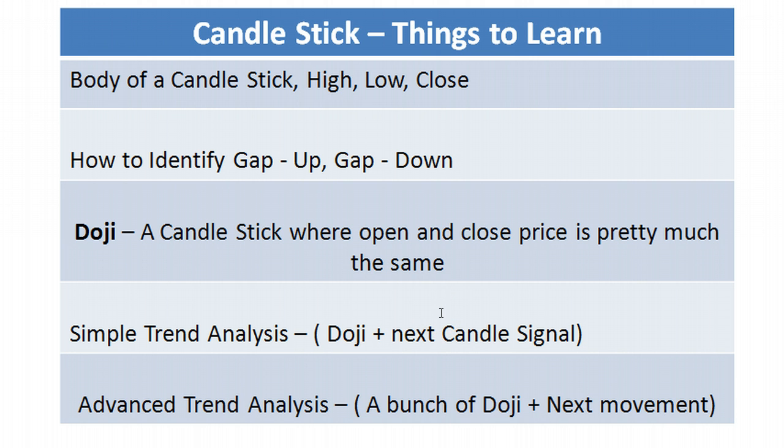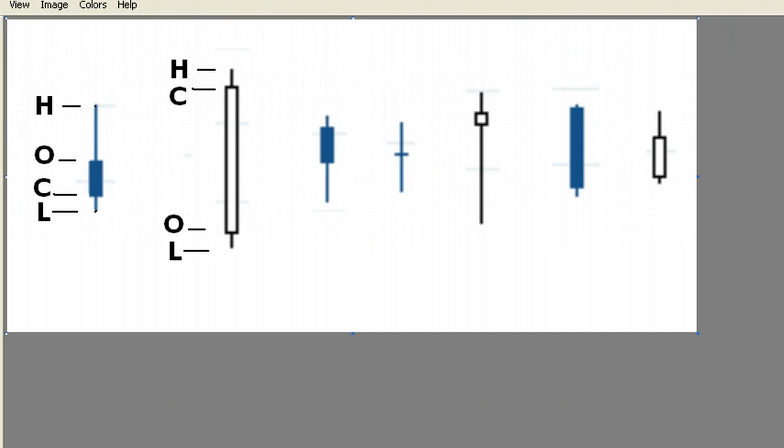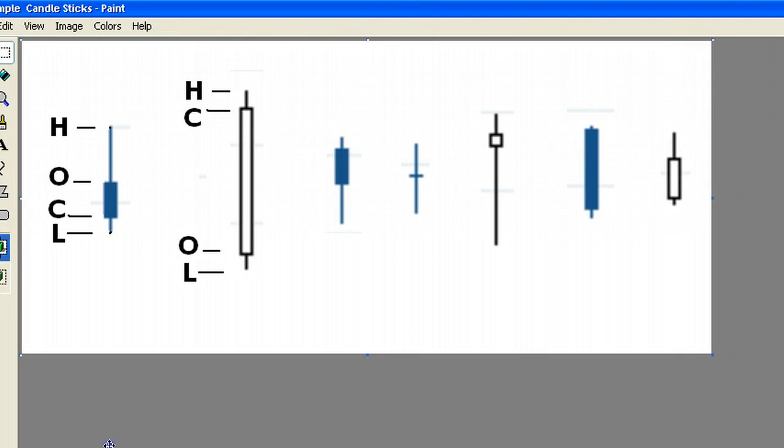So basically, whenever a doji is getting formed, you will look to find what's going to happen next and take that particular trend. And an advanced trend analysis will involve looking at what has happened in the last few trading sessions, and then a bunch of dojis happen, and then what is the movement that is going to happen next. Okay, so let's move on to checking out some sample candlesticks that I've put up here.